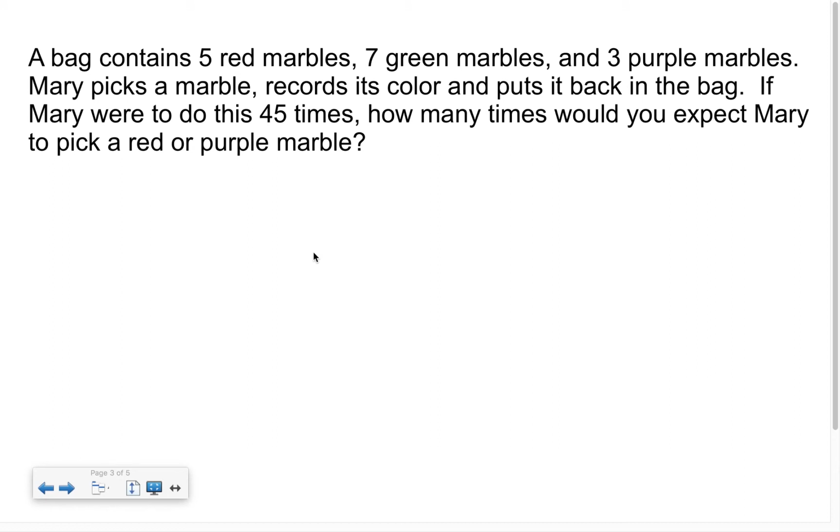So a bag contains 5 red marbles, 7 green marbles, and 3 purple marbles. Mary picks a marble, records its color, and puts it back in the bag. If Mary were to do this 45 times, how many times would you expect Mary to pick a red or a purple marble? Okay, so the probability of red or purple. Okay, there's going to be 15 marbles total. And out of those 15 marbles, we want to know how many are red or purple. 5 red, 3 purple. So it's going to be 8 out of the 15.